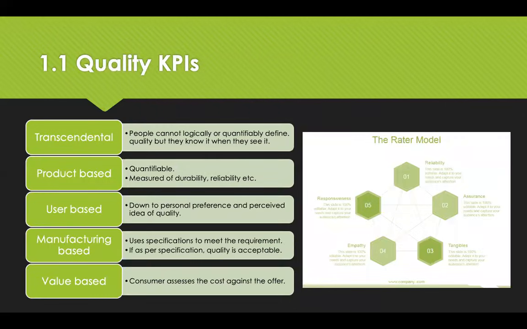KPIs to measure product quality are often quantitative in nature rather than being subjective. Basic KPIs used to measure quality performance include percentage of products supplied in that period that meet the agreed standard, or that are fit for purpose, or that are compliant with the specification. The KPI is accompanied by a target, for example 95% or 95 parts per million.